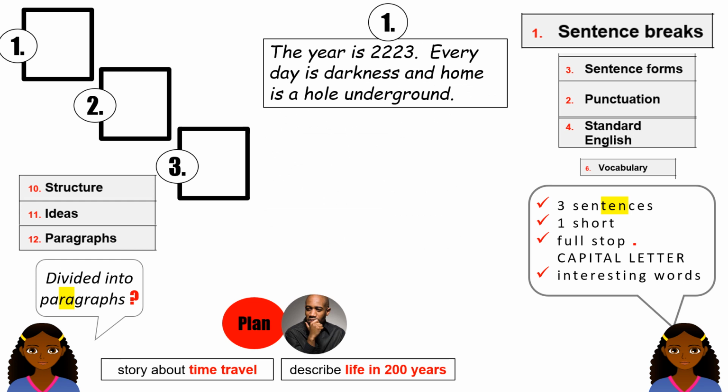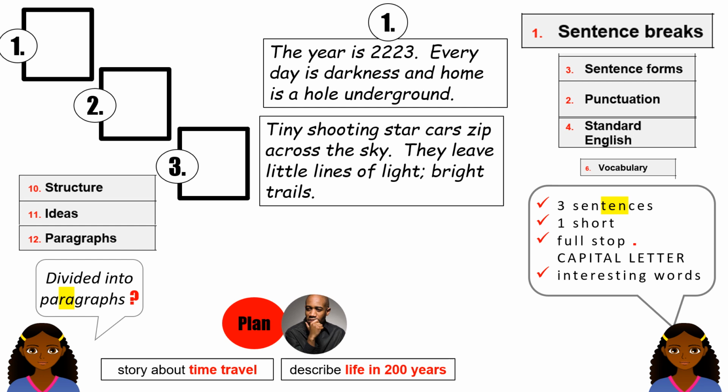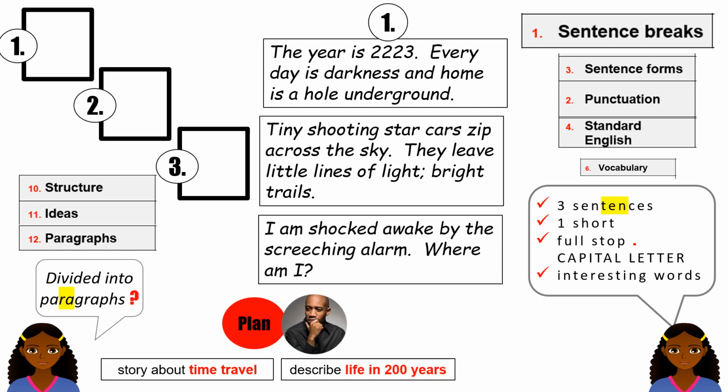So here is an example. You can write about anything as long as it's descriptive. It's about time travel. Here's a second one, bit more positive, and a third, but as long as it's descriptive and it's vaguely about time travel, you're good to go.